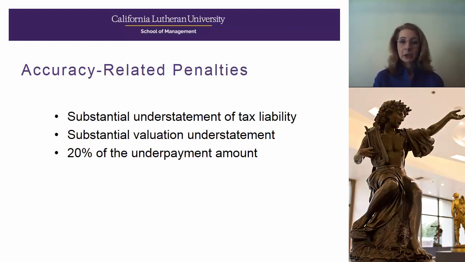The IRS may also issue accuracy-related penalties. This happens when the IRS believes or asserts there is a substantial understatement of tax liability or substantial valuation understatement. And if the IRS proves this, there is a 20% penalty based on the amount of taxes underpaid. So a large underpayment of taxes doesn't necessarily even have to be malicious or willful to incur the 20% additional penalty.